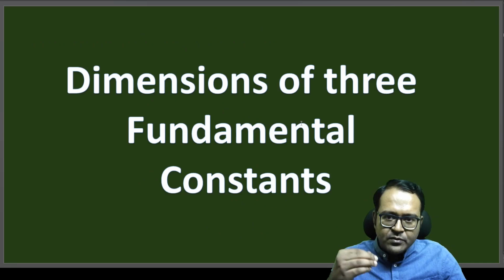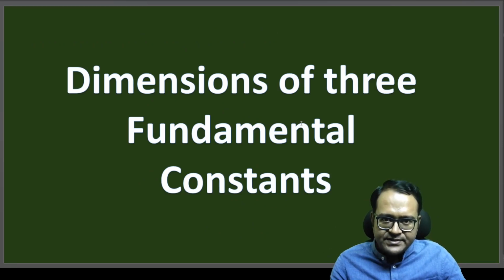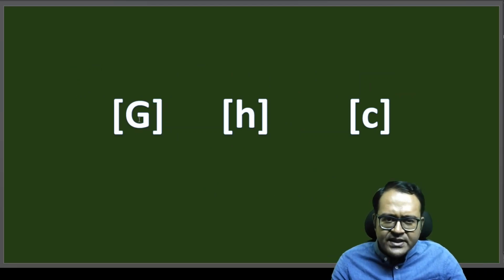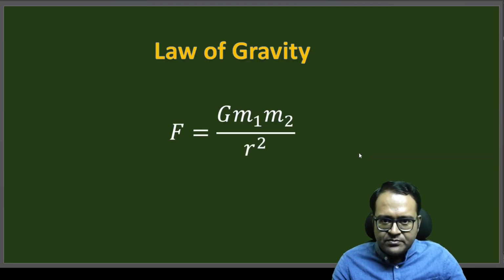Let's go to another thing, which is finding dimensions of three fundamental constants. Okay, so what are these three constants? We defined the three constants. One is G, which is Newton's gravitational constant. Second is h, which is Planck's constant. And third is c, which is essentially the velocity of light in free space. So let's say what the dimensions of G, h, and c are.